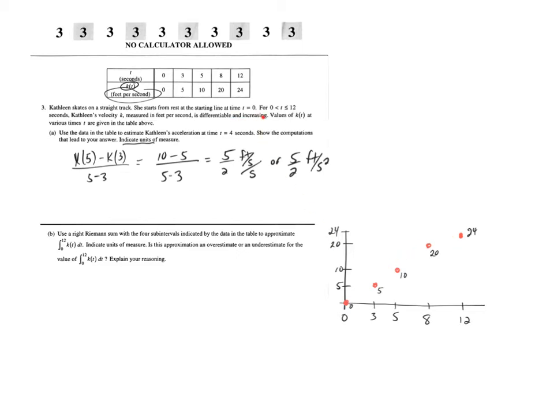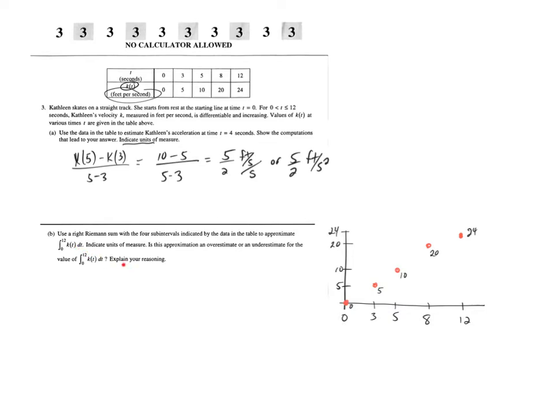So them telling us that it's increasing is helpful information to get a basic idea of what's going on, but I guarantee it's going to come up a little later in the problem, when they talk about whether it's an overestimate or an underestimate for this integration that they're asking us to do. So they say use a right Riemann sum with 4 subintervals indicated by the data in the table to approximate the integral from 0 to 12 of k of t dt.